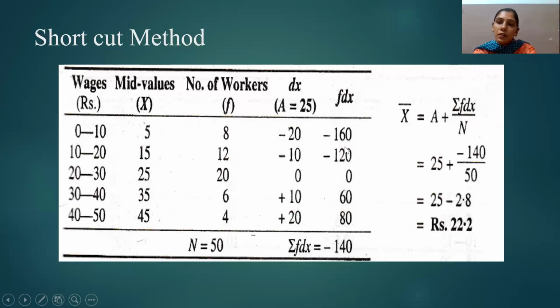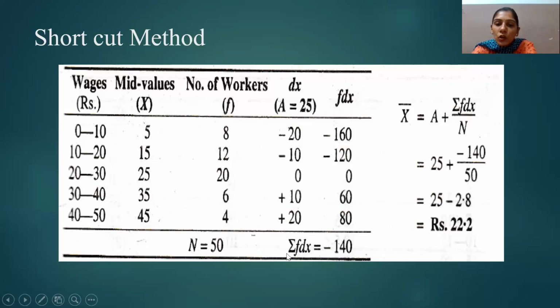So the answer of sigma f dx can be positive or negative. As there are these two values, minus 160 and minus 120, we first add these values, then we add 60 plus 80, and from this we subtract. The subtraction amount is larger than the addition, so that's why this value is negative. And n is 50, the total of the frequency is 50.